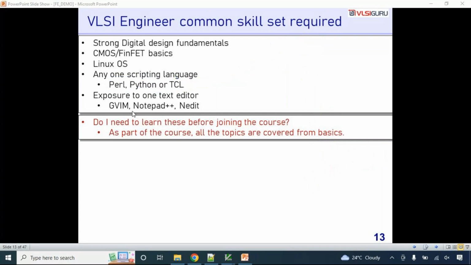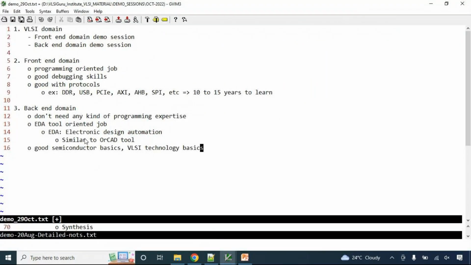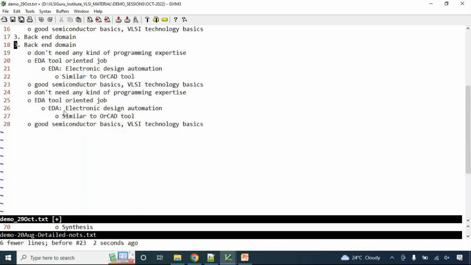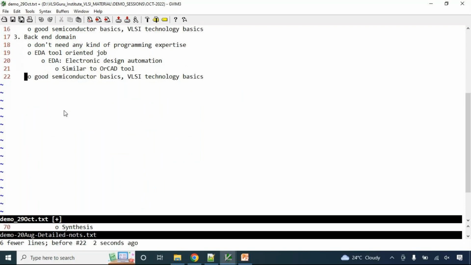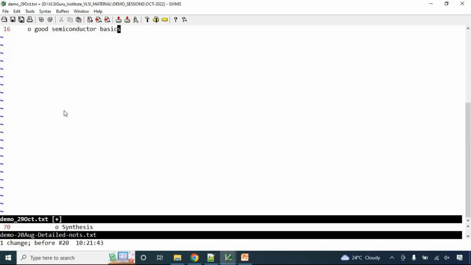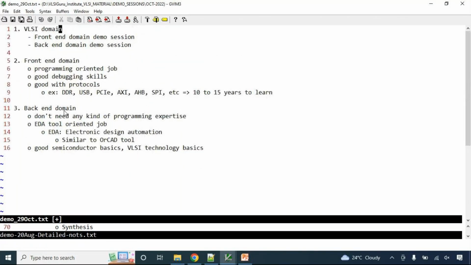Other than that, you should be good with one text editor. What is a text editor? You see, I am typing something here. The advantage of this text editor is, let's say I want to copy these lines. How many lines are there? 6 lines. I copy, paste it, as many times as I want, I can just paste. Everything I'm doing through keyboard shortcuts only. Like this, you have to learn. This text editor is not just about copy and pasting. There are many things you can do.